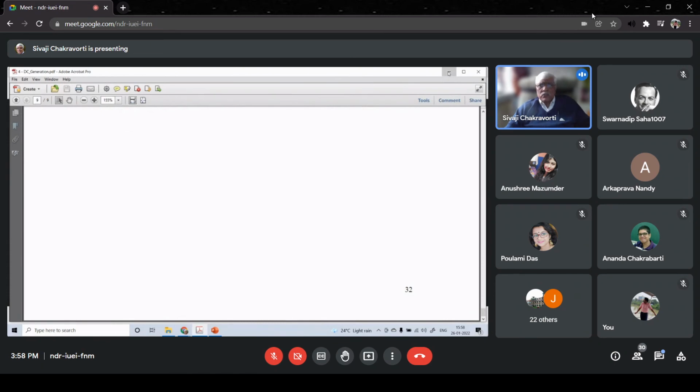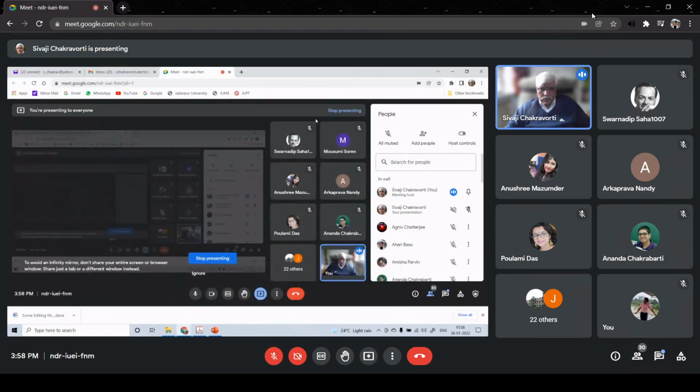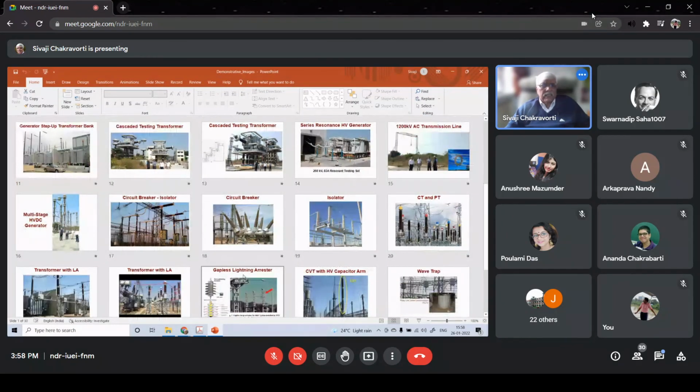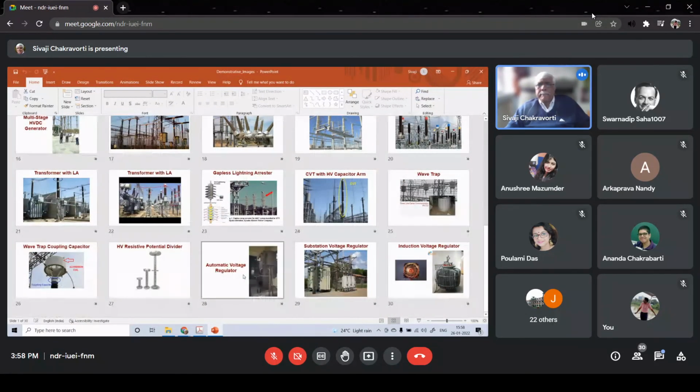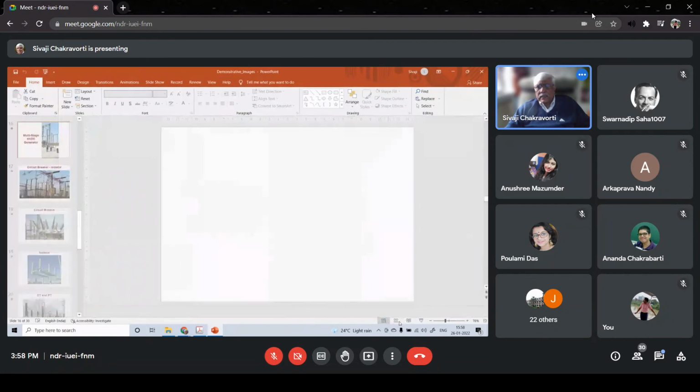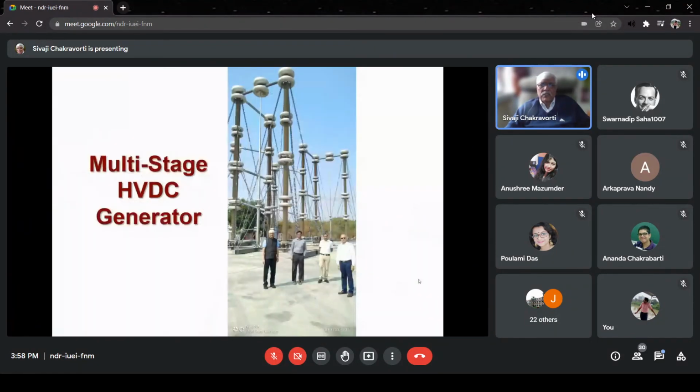Now what I'm going to do is that in my last class I have shown you some photo, and today also I am going to show you a photo of the real life high voltage DC generator circuit. Now let me see which one it is. Here. Hope it will come on your screen.